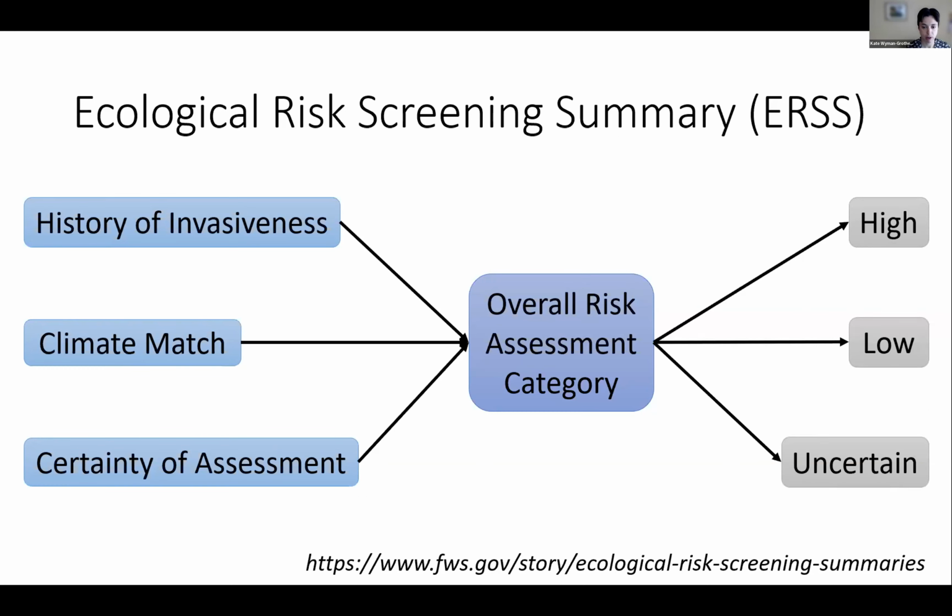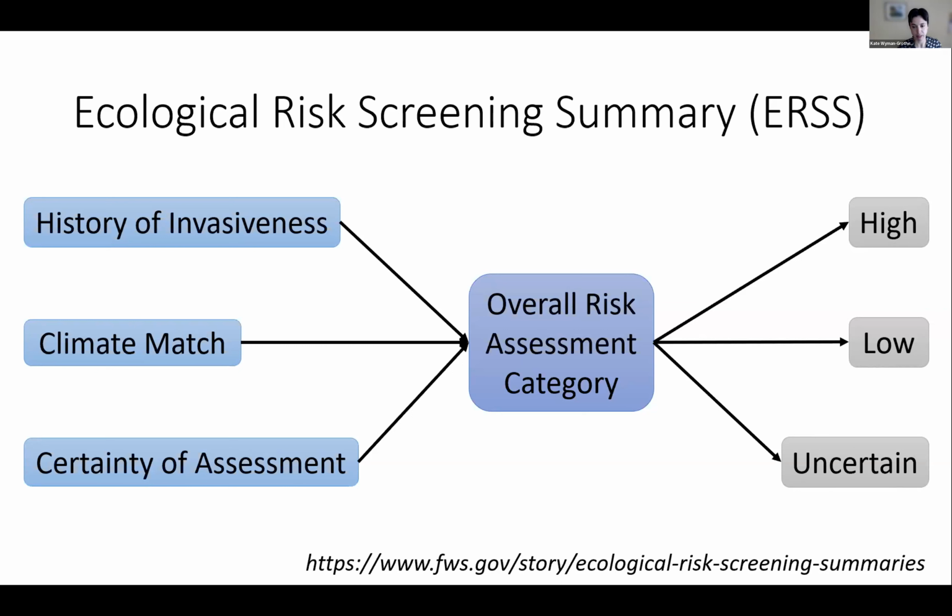But the risk screening report also contains a brief literature review on the biology, ecology, and current distribution of the species, which is especially helpful when a species is classified as uncertain risk. We have an existing library of ERSS reports for approximately 2,000 species, to which the Horizon Scanning projects are now contributing. You can view all finalized ERSS reports at the web address shown at the bottom of this slide.